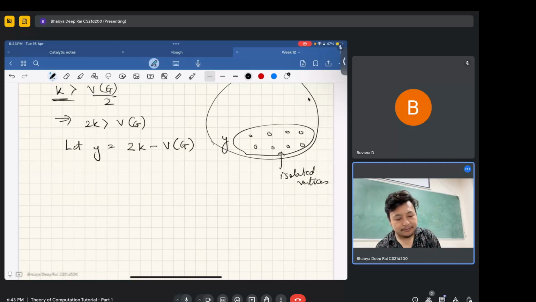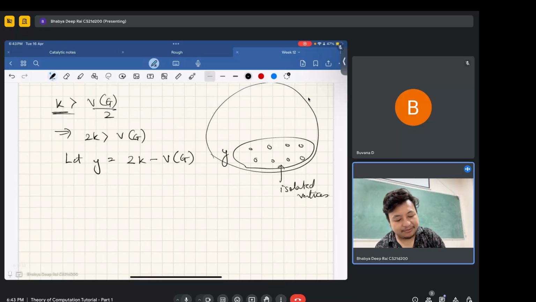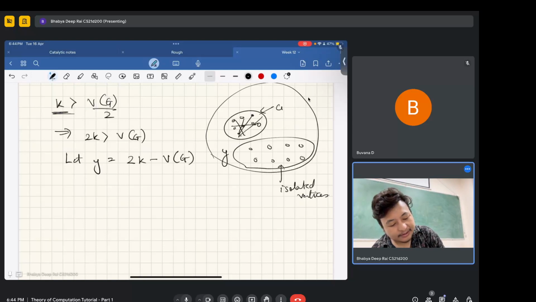Okay, so I'll do the same thing. Now this is y, and here I have a clique of size k. And how much do I want to blow up? Until the size of the clique is half the size of the entire V prime.